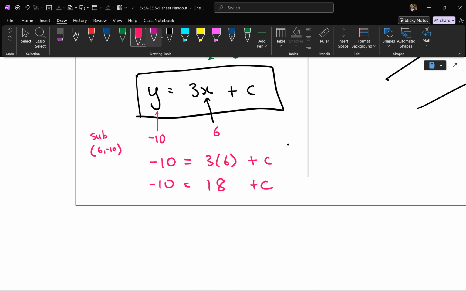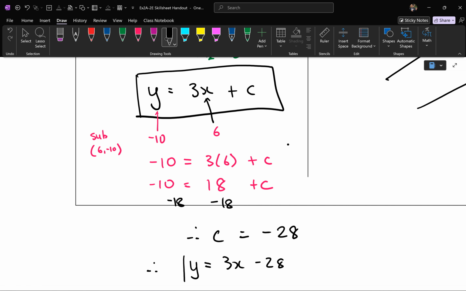So from this step, solving for c, minus 18 on both sides. And I'll know if your negatives are terrible as well. Negative 10 minus 18, what is that? Good. Not negative 8. So the equation for this line must be y equals 3x minus 28. That is the answer if it's parallel.